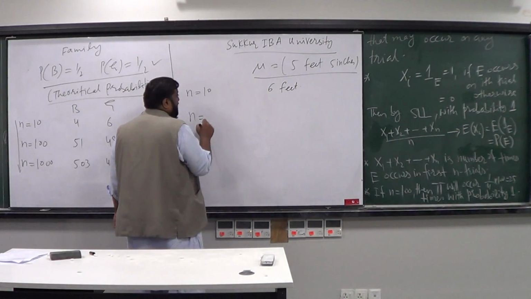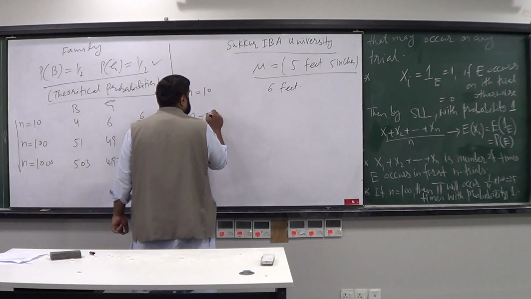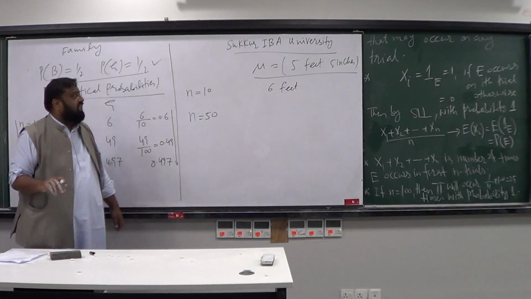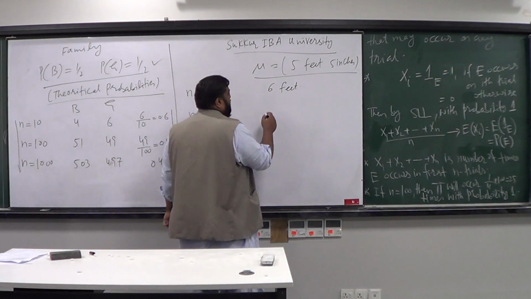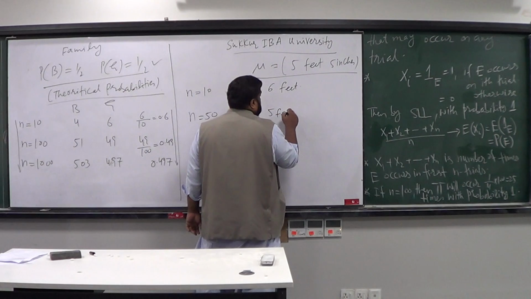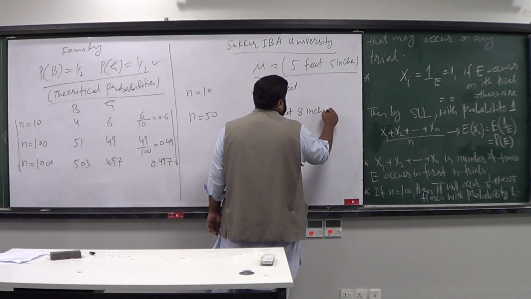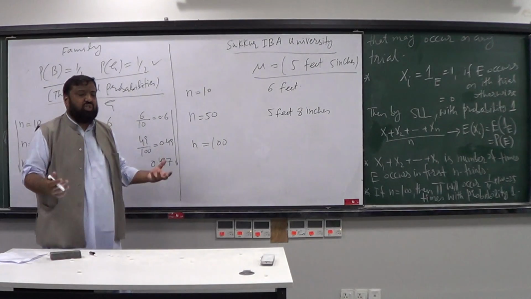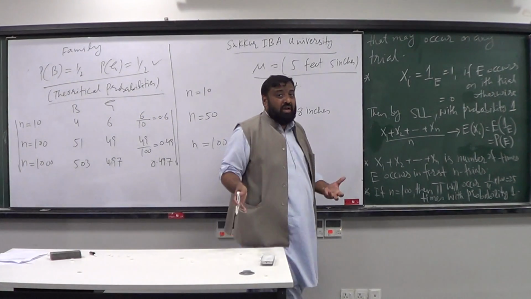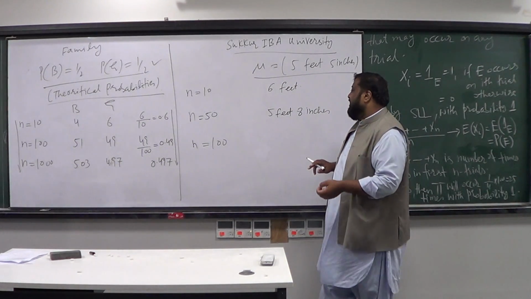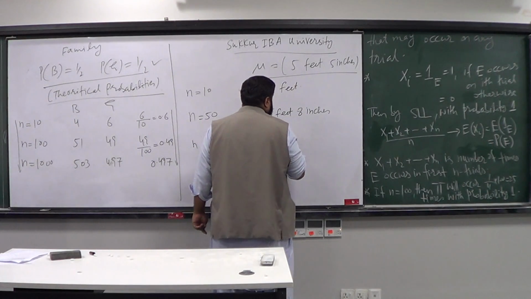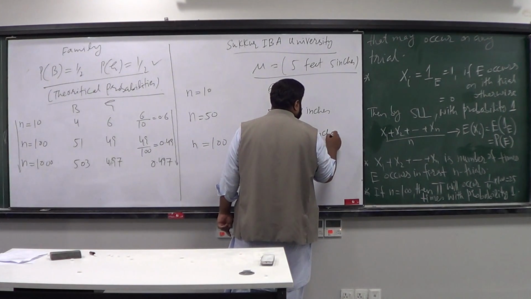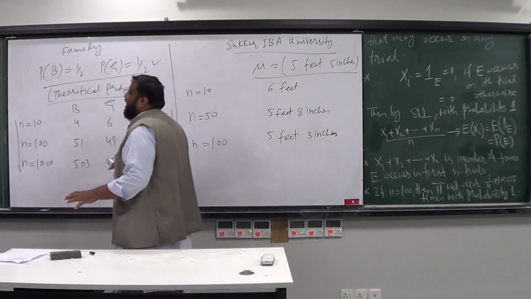Now you increase the sample size and measure the heights of, say, 50 people, and it turns out this average is 5 feet and 8 inches. Then you measure the heights of, say, 100 people, and this average turns out to be, say, 5 feet and, I don't know, 3 inches. So what does the law of large numbers tell you?